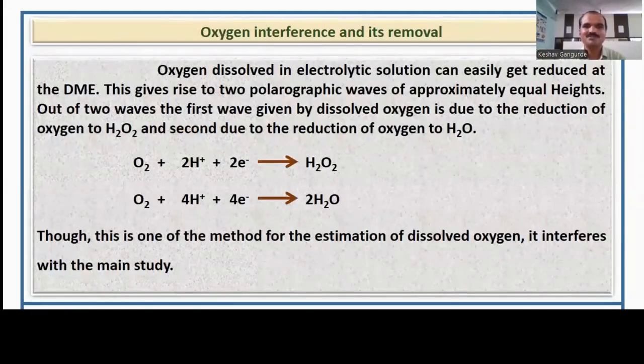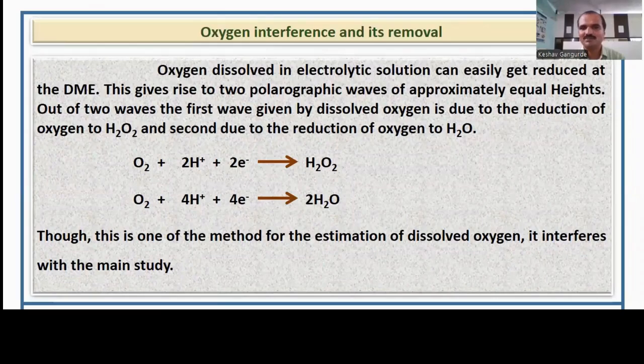Another interference which occurs in the polarographic analysis is oxygen interference. Oxygen dissolved in electrolytic solution can easily get reduced at the dropping mercury electrode and it gives rise to two polarographic waves of approximately equal heights. Out of the two waves, the first wave is obtained due to the reduction of dissolved oxygen into hydrogen peroxide, whereas the second wave is obtained due to reduction of oxygen into water.